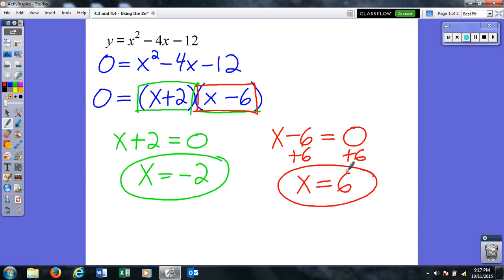Another way that you can think about this is think about what you would have to plug into the set of parentheses in order to make that 0. For the green one, where we have x plus 2, we'd have to plug in negative 2 for x in order to get 0, because then negative 2 plus 2 would be 0, and then we'd have 0 times whatever x minus 6 is. Same thing with x minus 6 in the red box. If we think about what we'd have to plug in to make that red box 0, well, if we plug in 6, then we'd have 6 minus 6, that's 0, and so that gives us the answer as well.